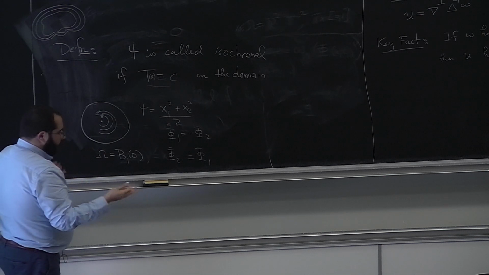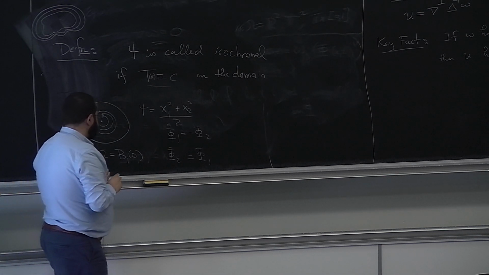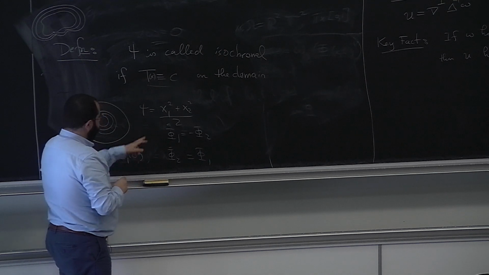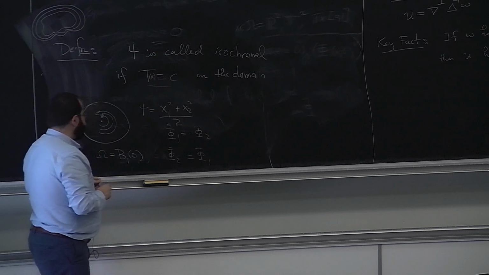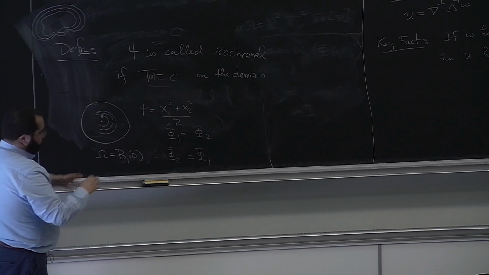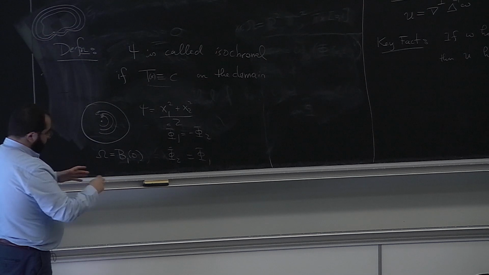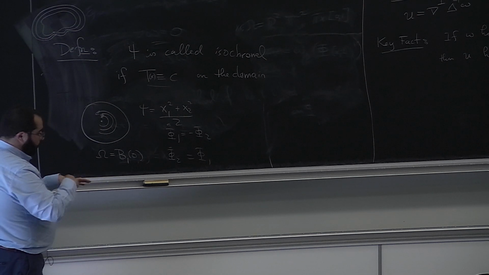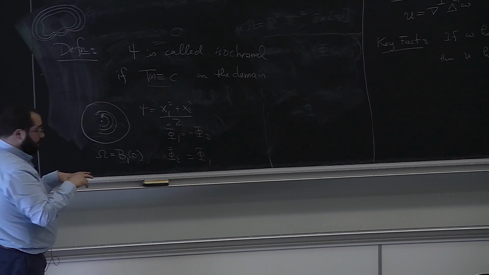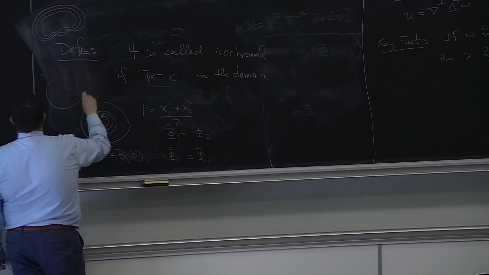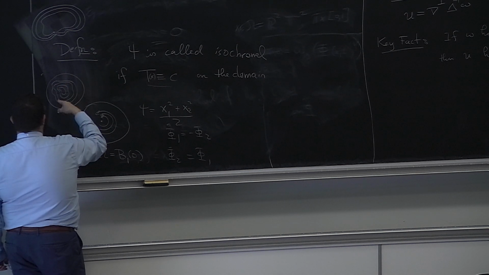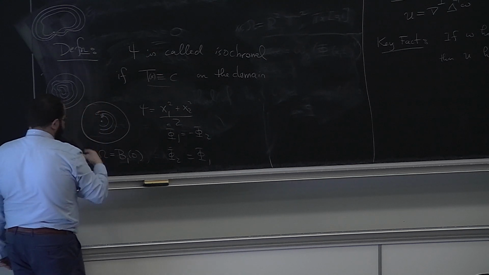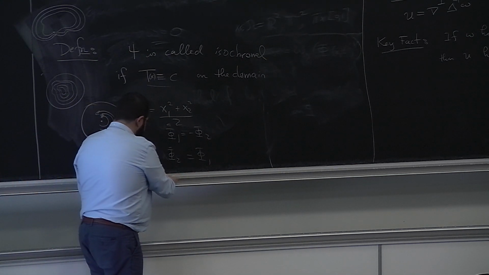But basically any other steady state for Euler will not be isochronal. Now, if you draw any streamlines you want, you can always make it isochronal. By the way, if you draw any curves you want, you can always define psi so that it's constant on these curves and isochronal. But it's a very strong condition.